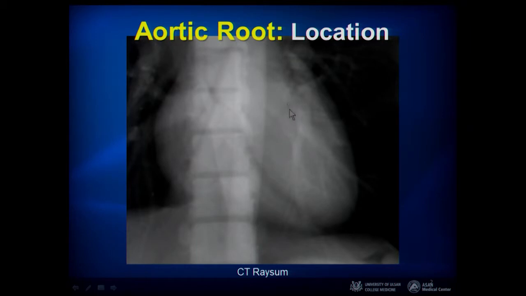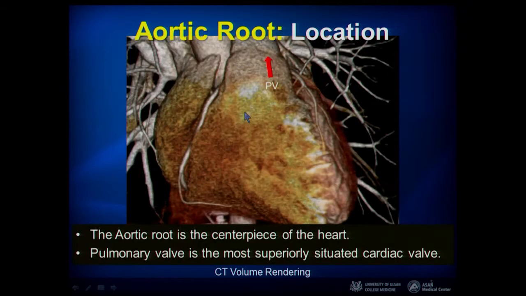In this CT image using RACEM technique, simulating fluoroscopy, demonstration of the aortic root is nearly impossible. In the volume rendering image with anterior to posterior view, the aortic root is still not visible because the aortic root lies behind the right ventricular outflow tract.